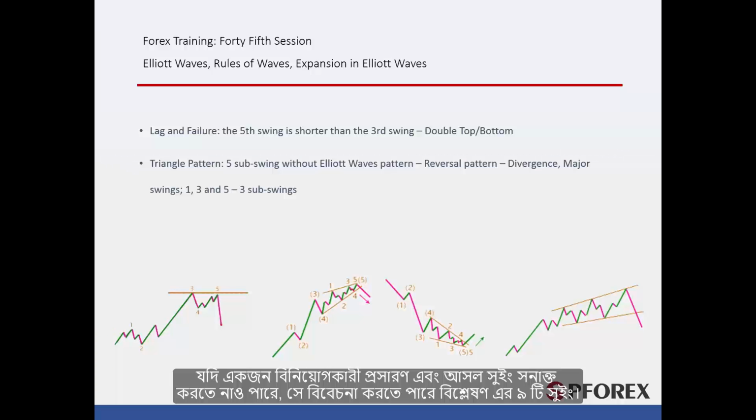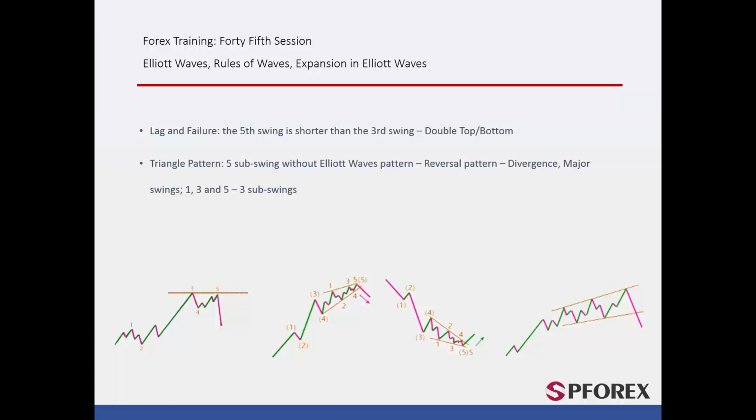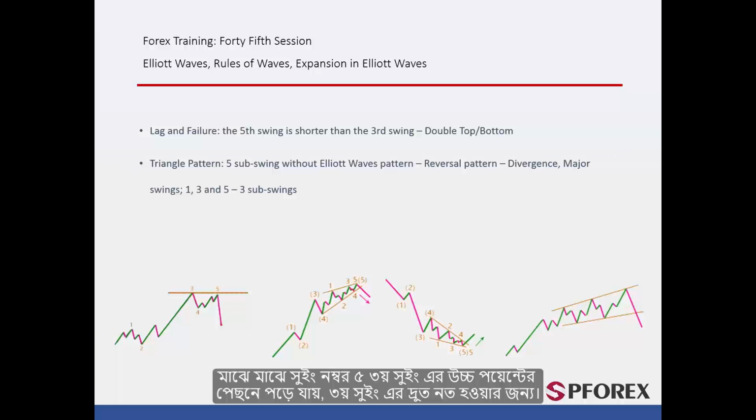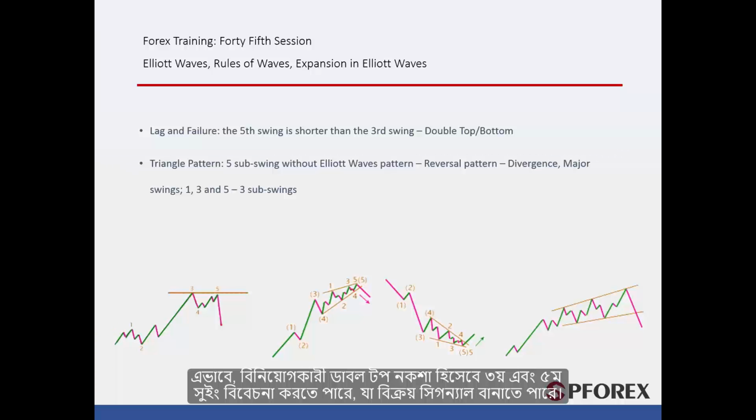Even if a trader could not detect the extension and main swings, he or she can consider the whole 9 swings in the analysis. Extension can occur on sub-swings too. Sometimes swing number 5 lags behind the third swing high point due to a rapid gradient of the third swing. Thus, traders can consider the third and fifth swing as a double top pattern, which produces a sell signal.